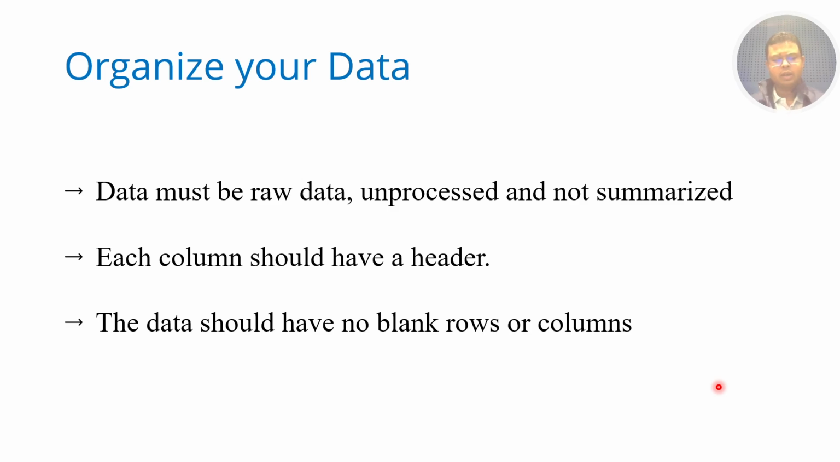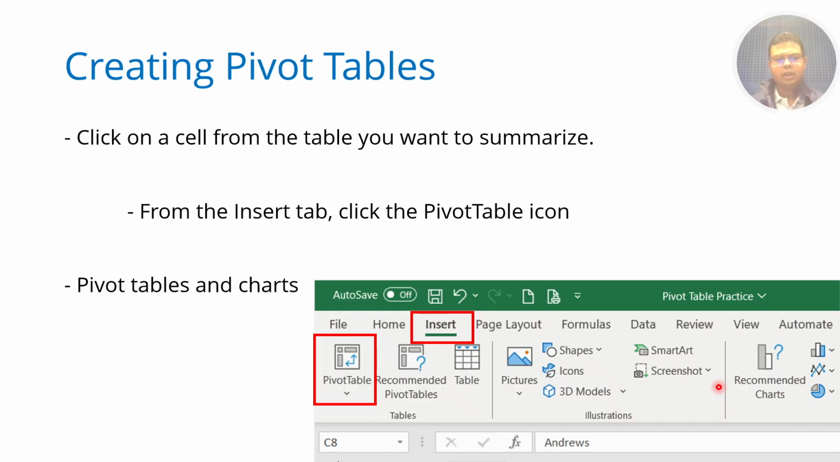Organize your data. Data must be raw data, unprocessed or not summarized. It's normal that you will have a raw data set. Each column should have a header, which is a common practice, so be careful when you have a data set. Your data set should have a column header, I mean the variable name. The data should have no blank row or column. Actually, this is about missing values. If you have missing values, your result may not give you the proper information.